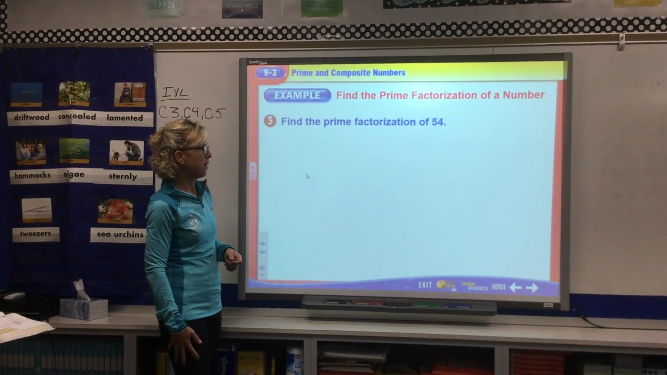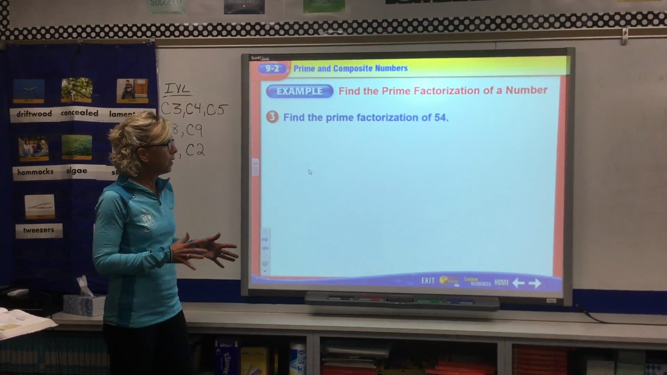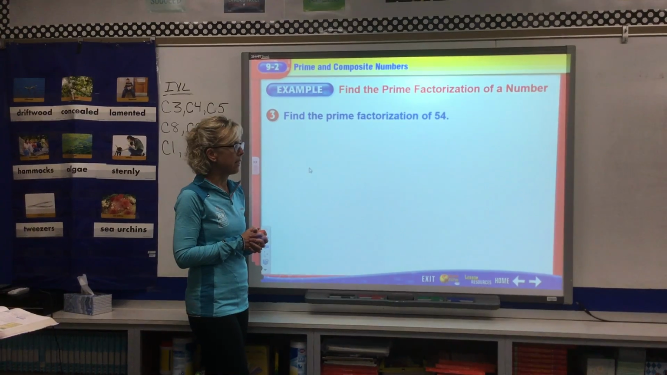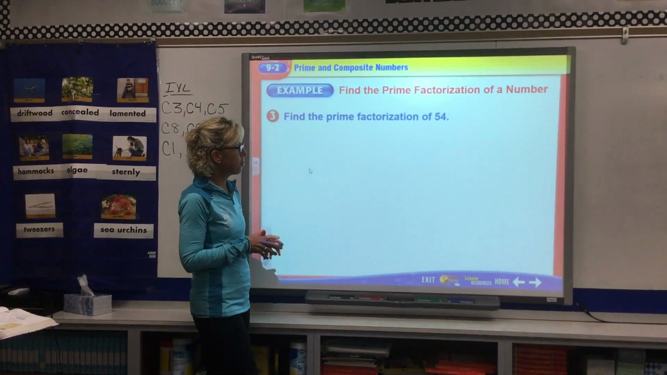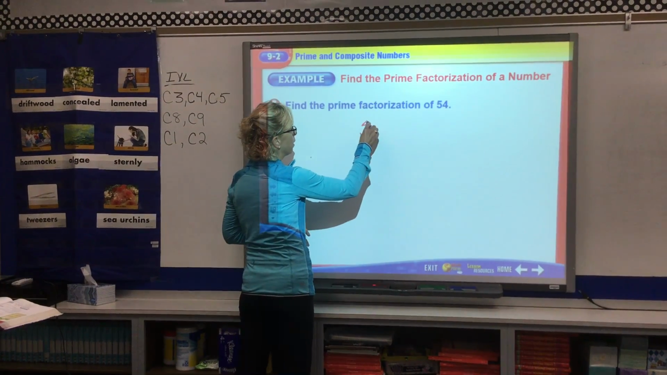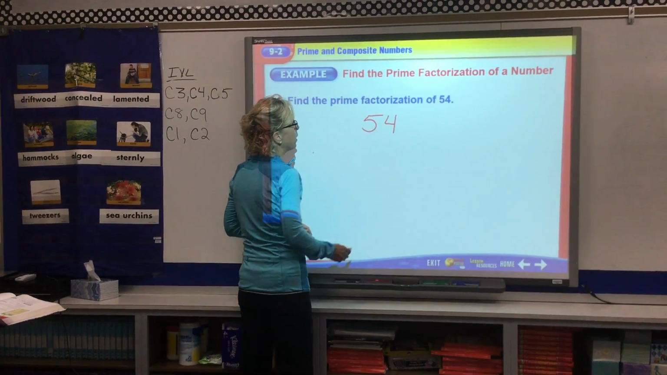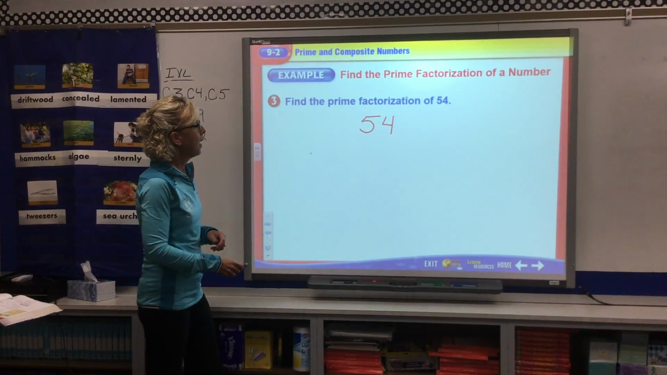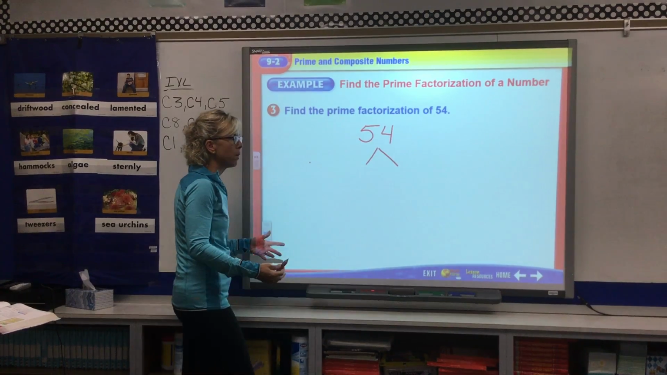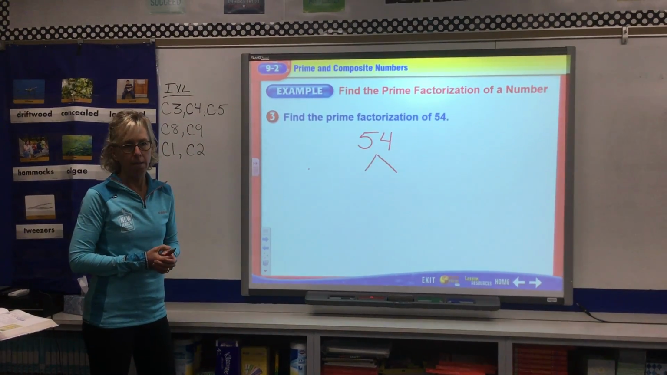Oh, this is my favorite thing. Okay, so here's where knowing what a prime number really comes in handy. When you're doing prime factorization of a number, we're going to take like 54, and we're going to put that at the top, and we call it a factor tree. And we're going to break 54 down into any 2 numbers that equal that number.